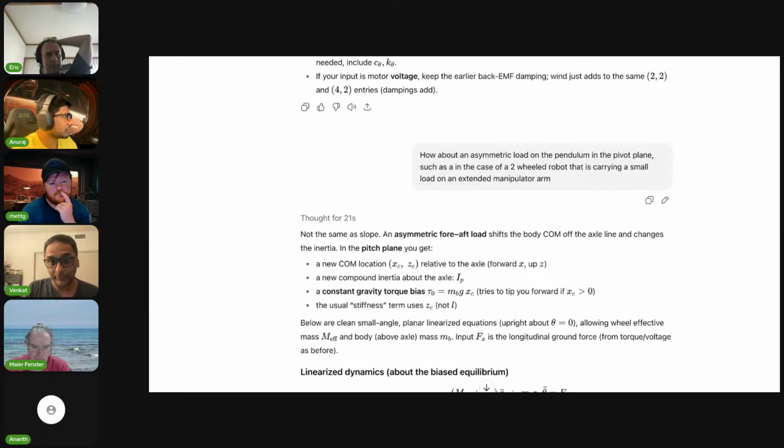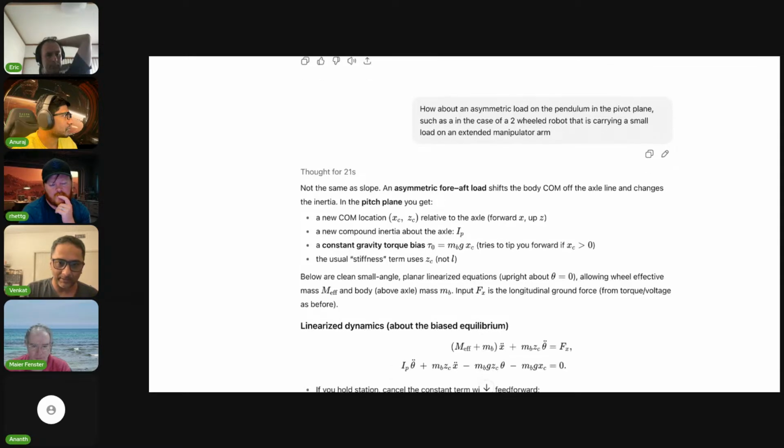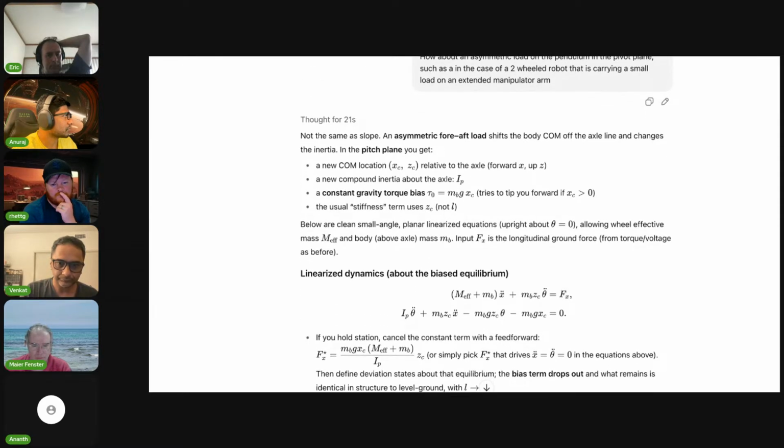Basically, this solution will do the same thing. If it picks up something with a manipulator arm facing forward, it'll lean back to bring the center of gravity above the wheelbase. So this basically formalizes that solution.